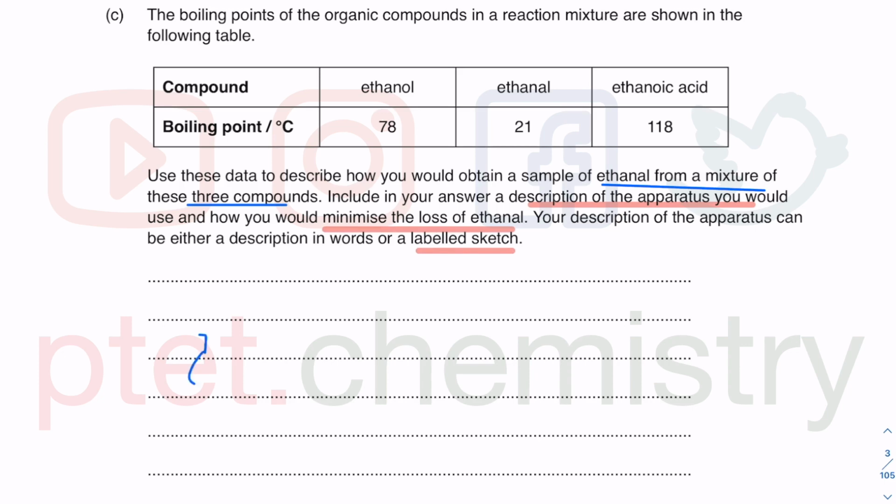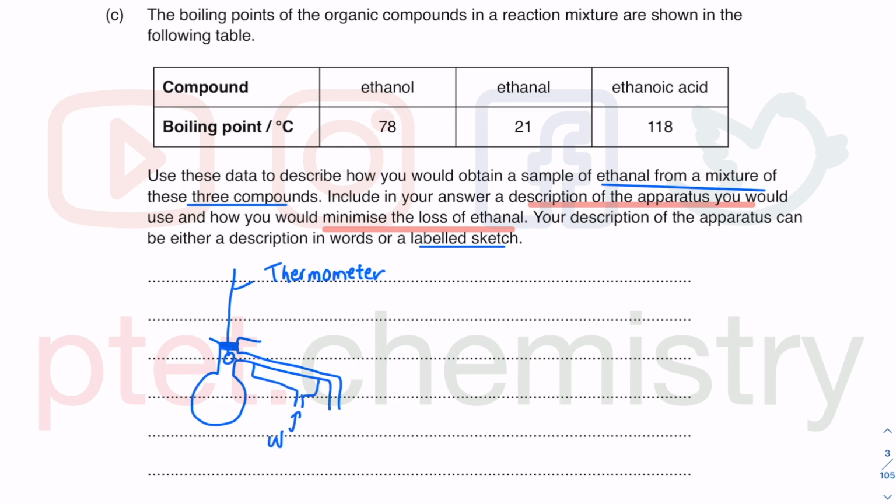I'll probably do a labelled sketch where I will have a sideways condenser. This is about distillation. So I will have a sideways condenser, and I must have a thermometer there, and a sealed vessel. My thermometer is not well drawn, but you just need to label it. And on my condenser, my water is in at the bottom. And what else do I have? I have a condenser, water out from the top, as you would know from IGCSE anyway. And I would have my ethanal here.